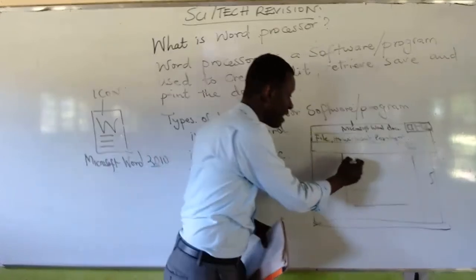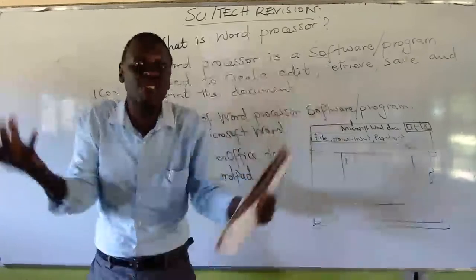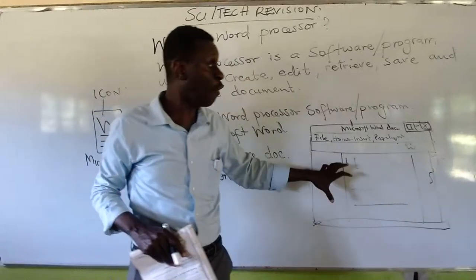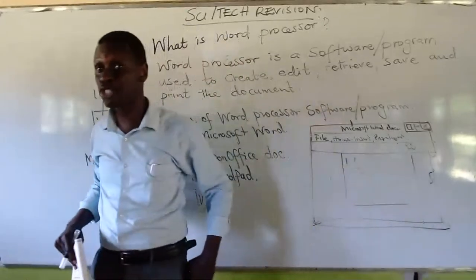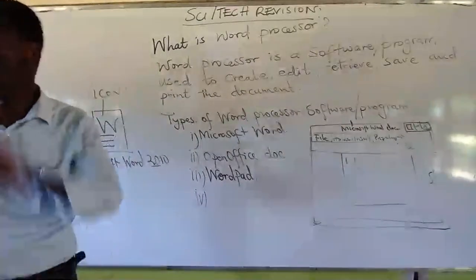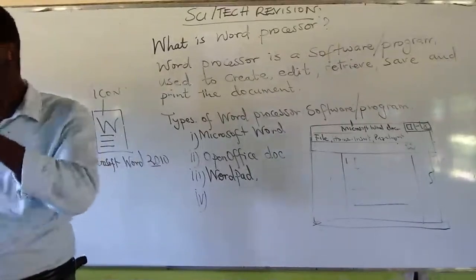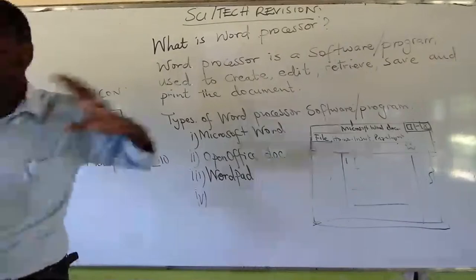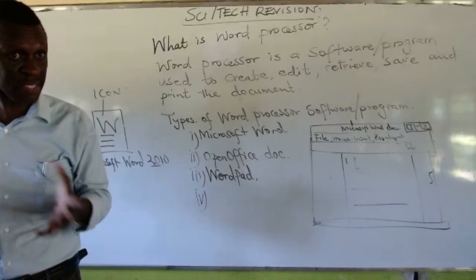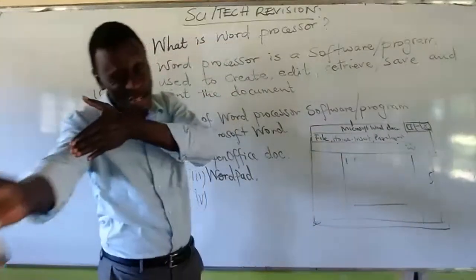So this mark here becomes an insertion point. It's a mouse pointer, but it has changed its form, from being a mouse pointer to an insertion point on the working area of a word processing program. In fact, not only word processing, any other program. It's still a mouse pointer, but changes its form in different areas on the screen to perform its function. So that is how we refer to it as an insertion point.